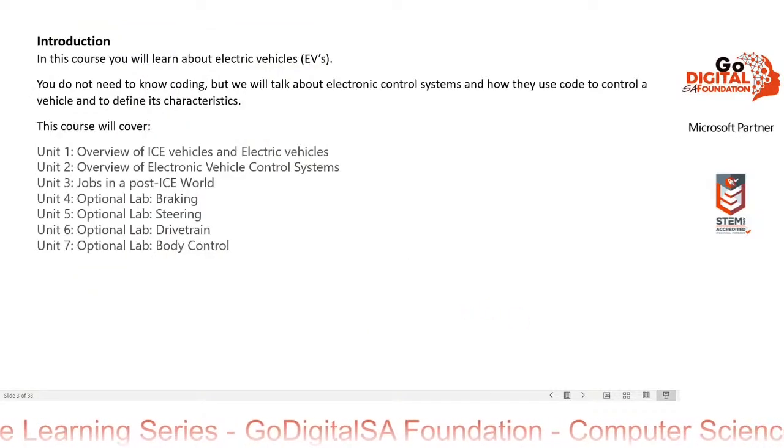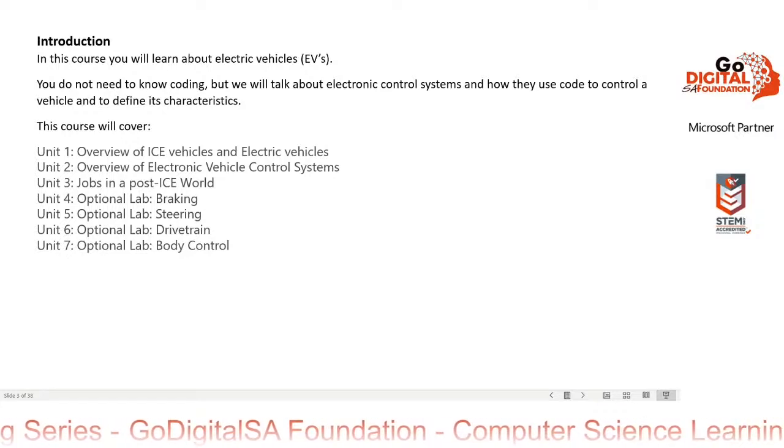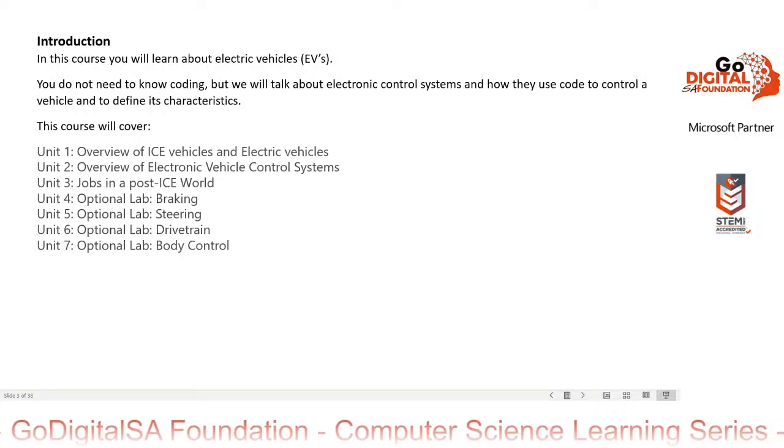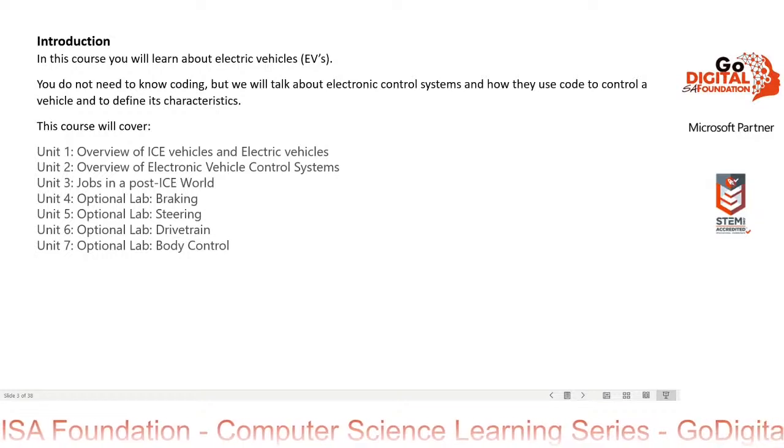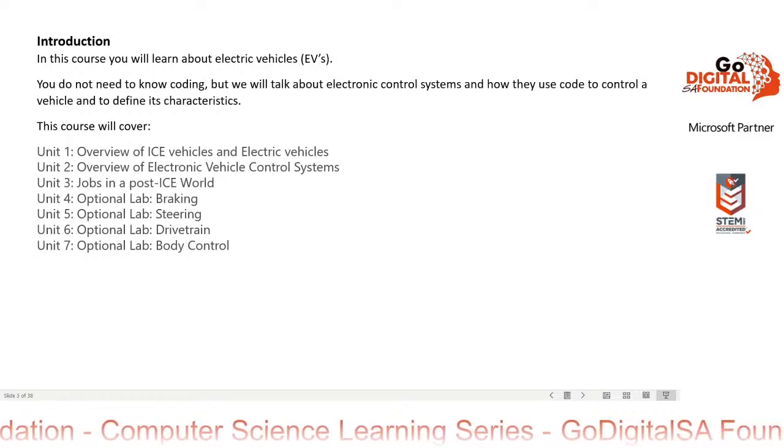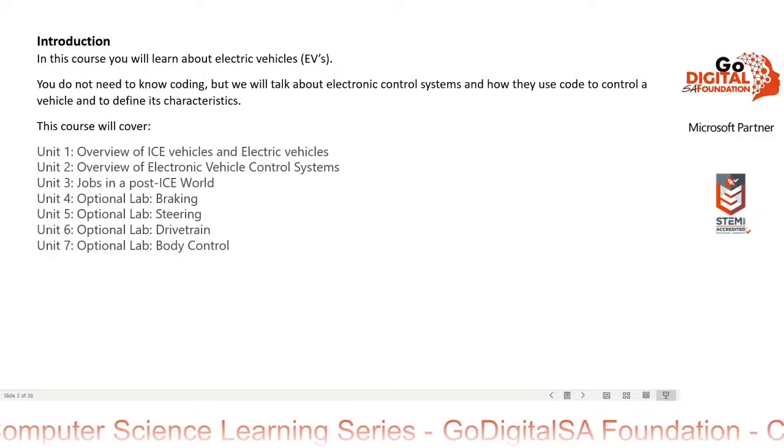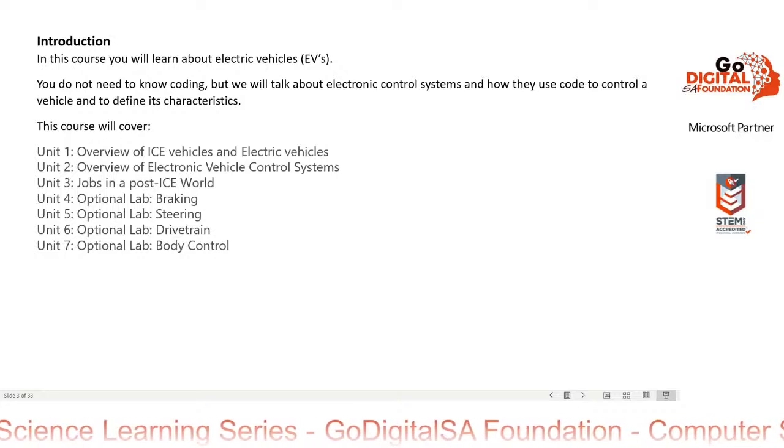In this course, you will learn about electric vehicles, or EVs. You do not need to know coding, but we will talk about electronic control systems and how they use code to control a vehicle and to define its characteristics.